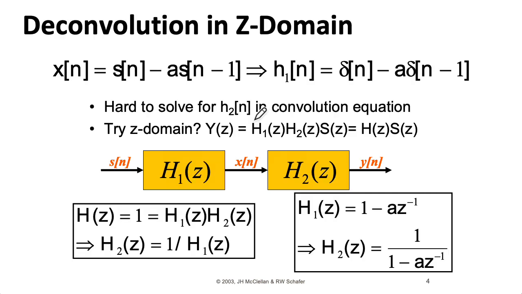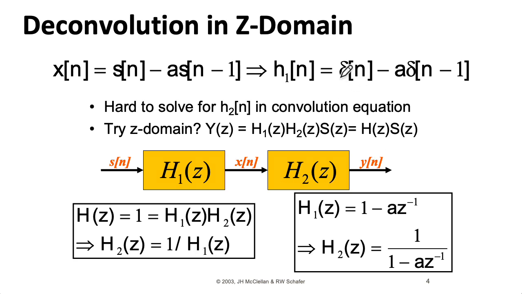But remember that convolution in the time domain corresponds to multiplication in the z domain, and the delta function, delta[n] in the time domain, corresponds to just 1 in the z-transform domain. So I can design H2 by setting it equal to 1 over H1.